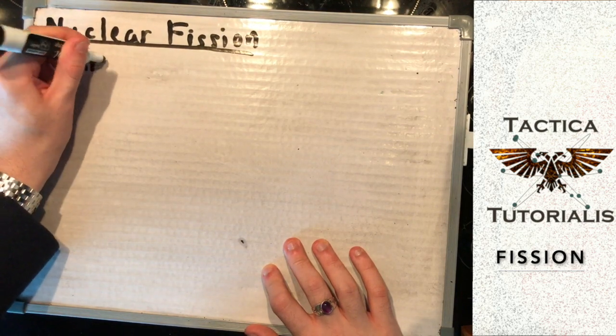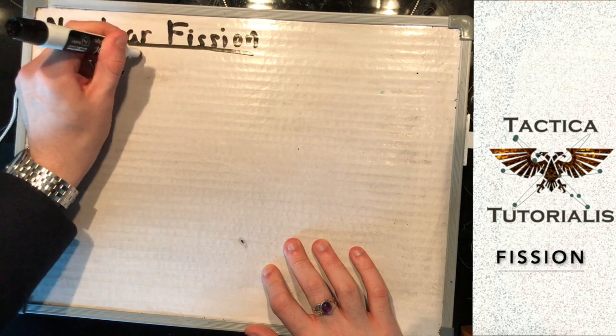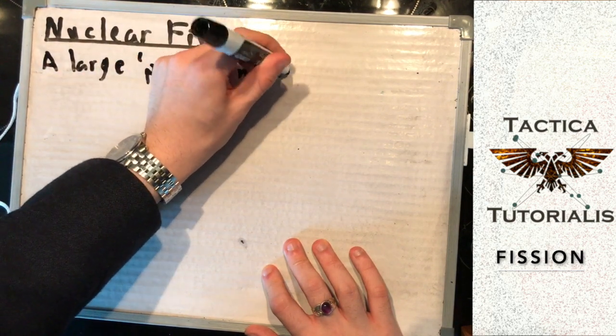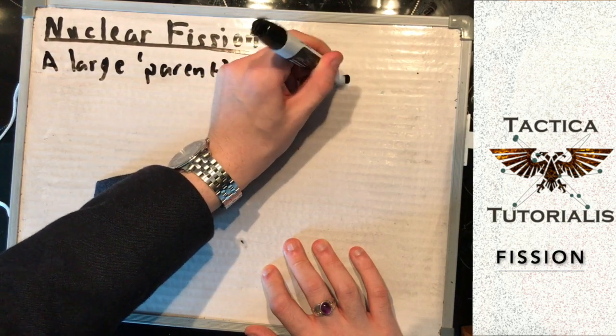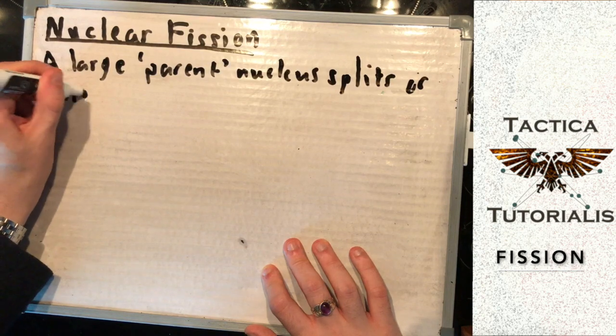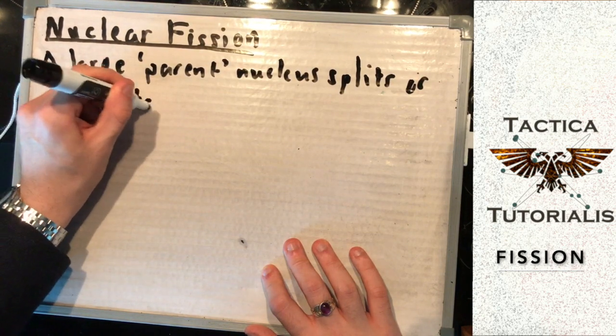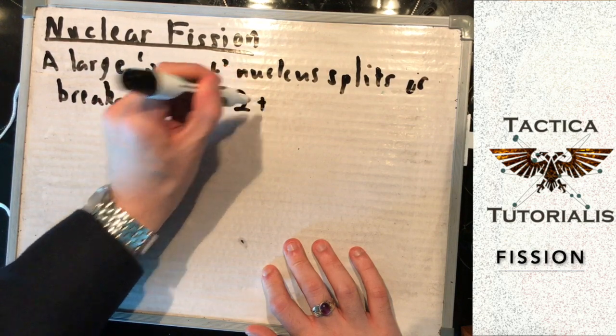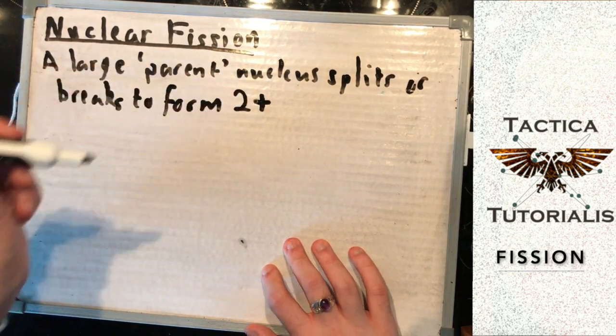A large, what we call parent nucleus, splits apart, splits or breaks to form what we call daughter nuclei. I'm going to put 2+ here. Typically, it's 2.